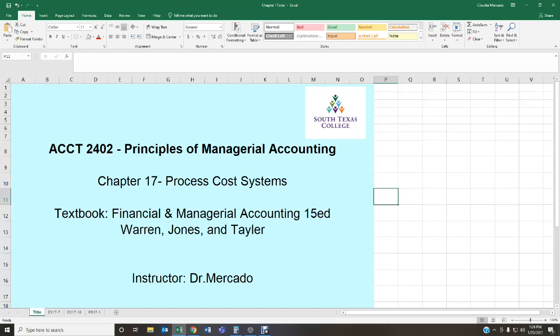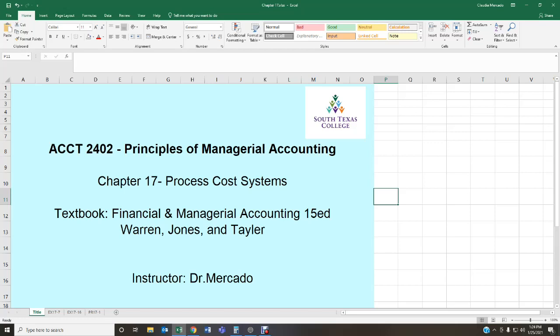This week we are going to be dealing with Chapter 17, Process Cost Systems. So this is going to be a little bit different than what we did in Chapter 16. Chapter 16 was a job order cost system, which was specific jobs that were different per se. In a process cost system, this is more best suited for industries that mass produce identical items.